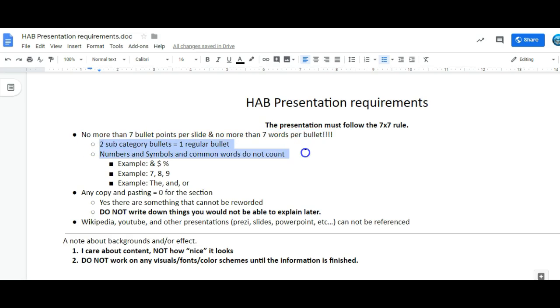2 sub-bullets like this will count as 1 bullet point. So if I was combining all 3 of these, I would be looking at 2 bullet points. Things that don't count towards a rule of 7x7: symbols like and, dollar signs, or percents. Straight numbers, 7, 8, 9, 1,000, don't count. Words that are 3 letters or shorter, a, and, the, or, things like that.